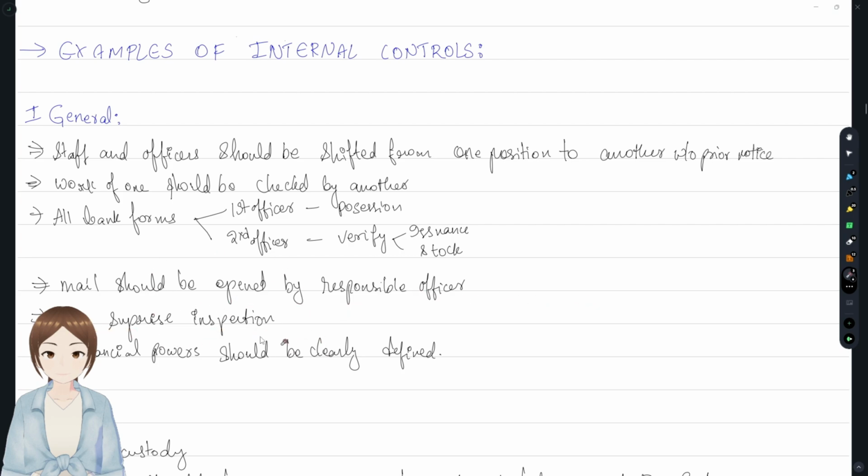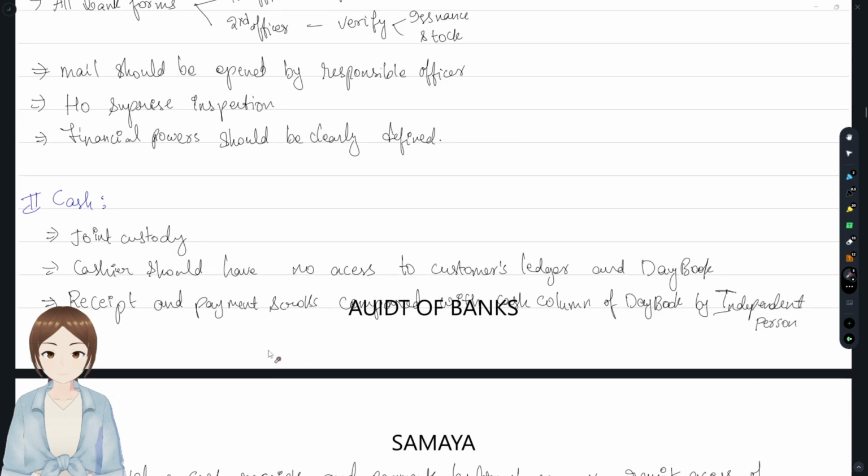And the HO should give a surprise inspection to the branches, and check to what extent the bank manager could give a loan, or how much money they could hold in the bank chest.